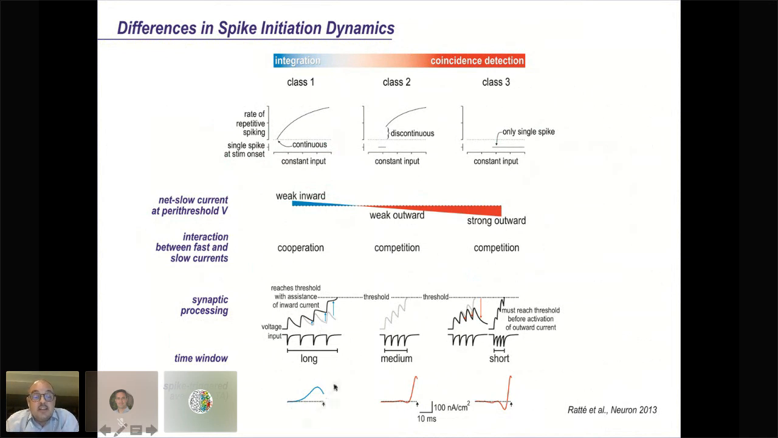And that's reflected in the spike-triggered average, or the average stimulus waveform that precedes a spike. This is extended and broad and monophasic. And that's in contrast to what you see with the coincidence detector, where the activation of this outward current is going to truncate the depolarization and enforce a very short integration time. And that's reflected in a very short biphasic spike-triggered average.